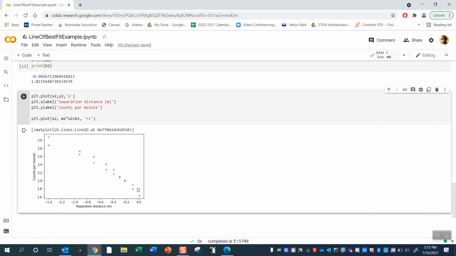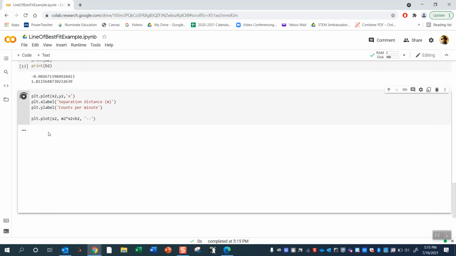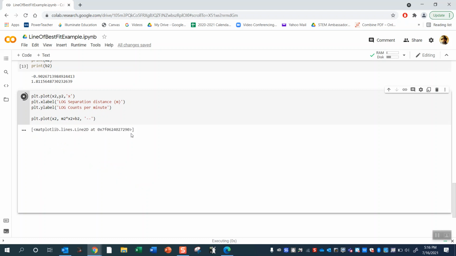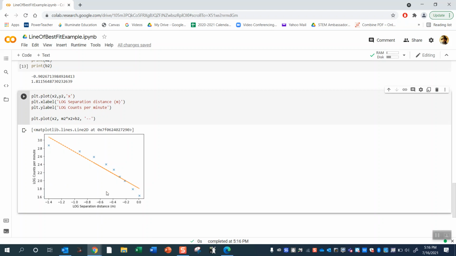You can see it's going this way. Maybe representing this as a dashed line would be a little bit easier to see what's going on here. So there's the dashed line that represents the data set for this log plot. And I should actually probably specify that this is a log plot. So I needed to change my labels to log of counts per minute and log of separation distance, because these numbers don't make a lot of sense unless you say that.